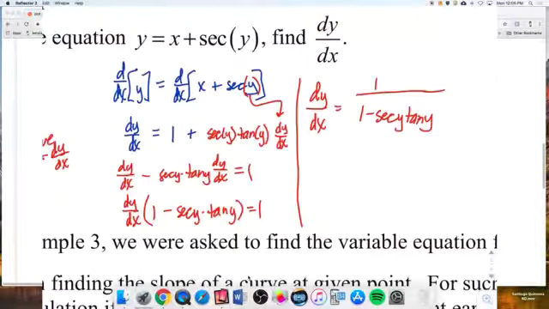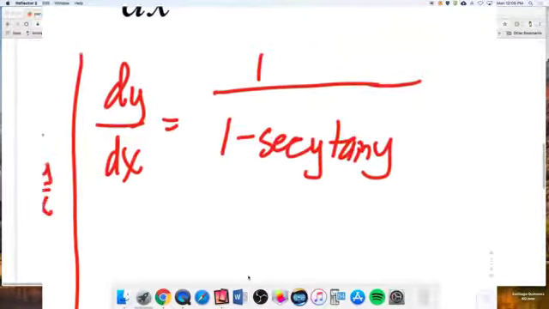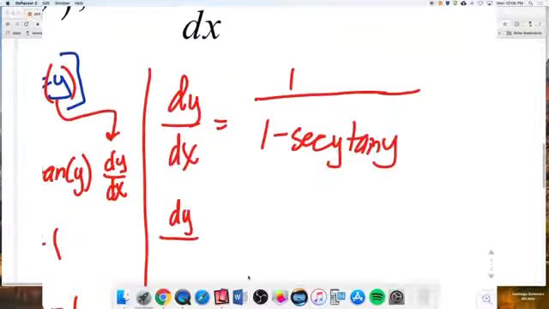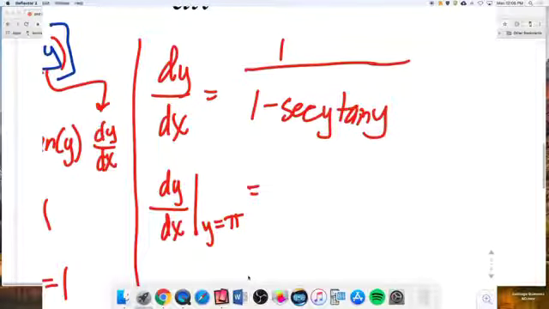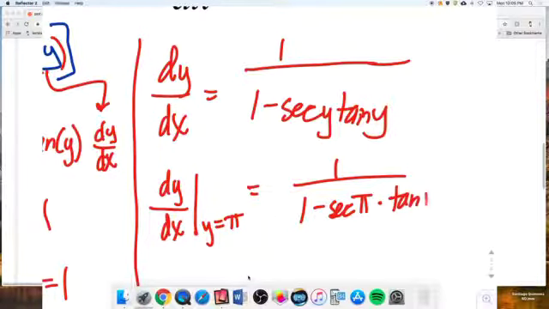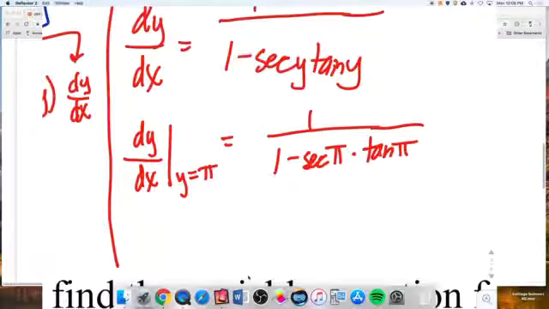Now, when y equals pi. So here's how we show it in Leibniz notation. We put the when bar, and we just put when y equals pi. And then we plug it in, and we get 1 over 1 minus secant of pi times tangent of pi. And then if we simplify, what is tangent of pi? 0. And so 0 times secant of pi, which is -1, is 0. So we're left with 1 over 1 minus 0, which is 1 over 1, which is 1.